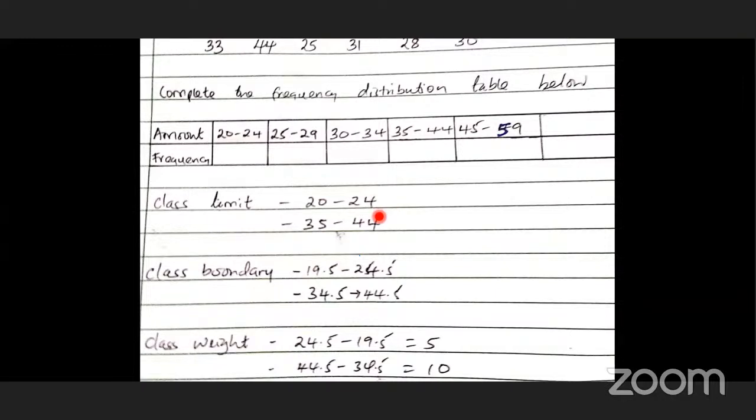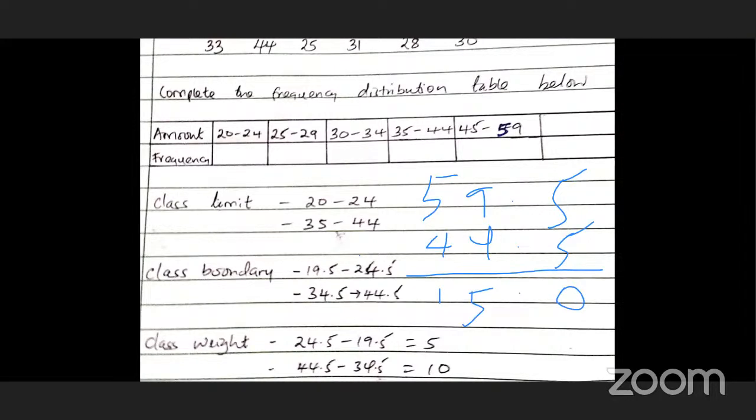So what we do is we take 59.5, which is the upper class boundary, we subtract 44.5, the lower class boundary for the same class. So this is 0, this is 5, 1. So the weight for the last class there is 15.